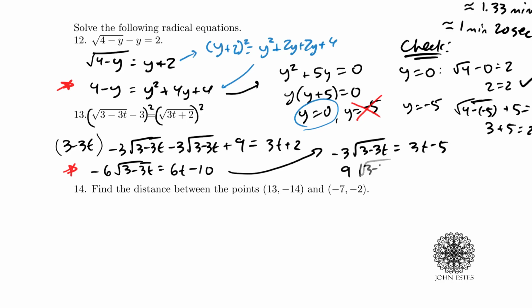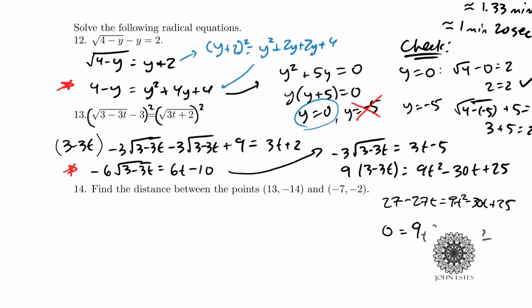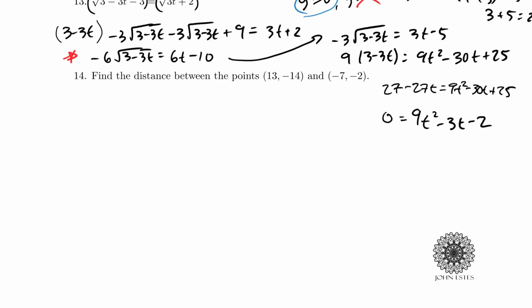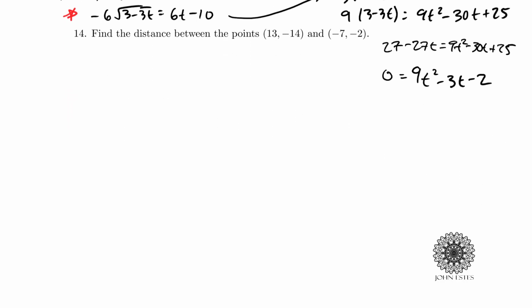So I get 9 times 3 minus 3t equals, when I FOIL this side, okay, and I have a quadratic equation. So distributing my 9 and then getting everything over on one side of the equation, I should end up with 9t squared minus 3t minus 2 equals 0. Alright, now, how do I factor that? This is a good review. I'm going to multiply those two together, get negative 18. Break that up into two things that multiply to give me negative 18 and add to give me negative 3.